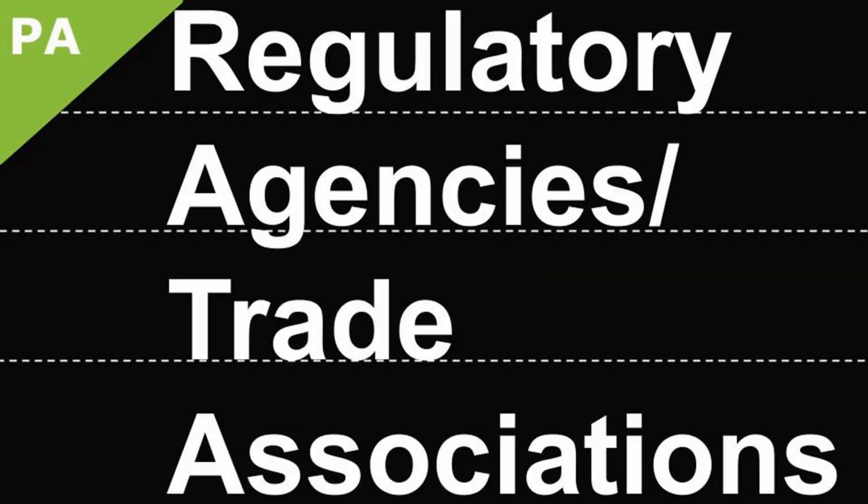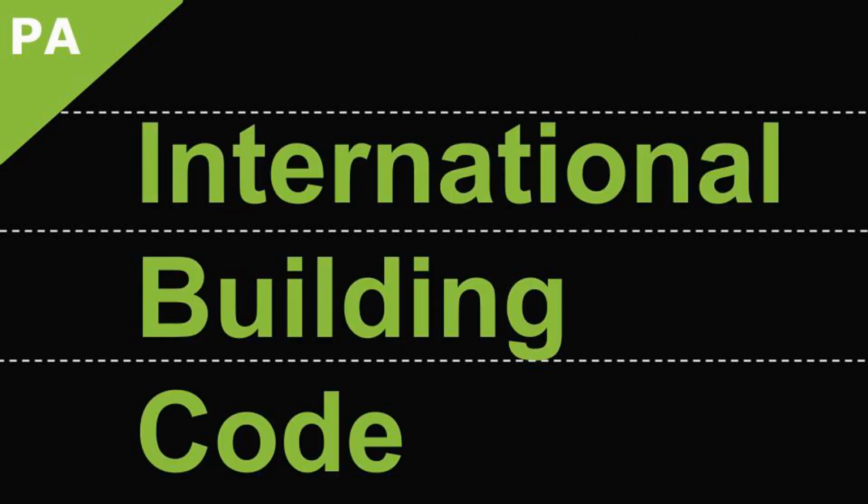Regulatory agencies and trade association terminology. International Building Code. The International Building Code is published by the International Code Council, ICC, and is the primary model code referenced in the United States.